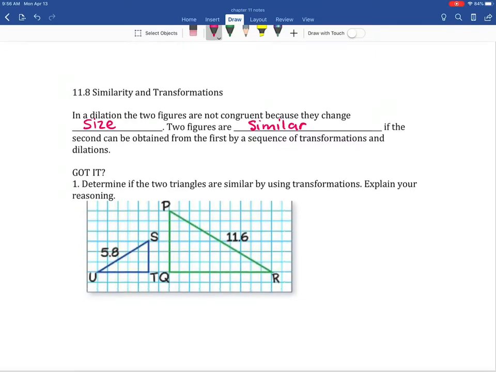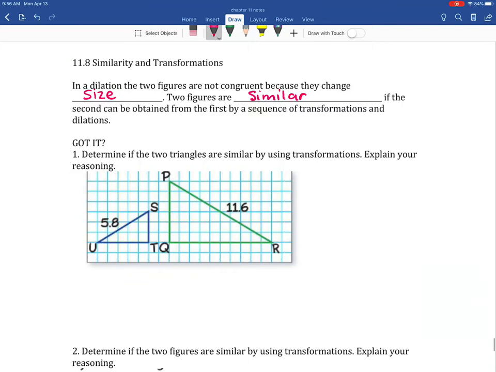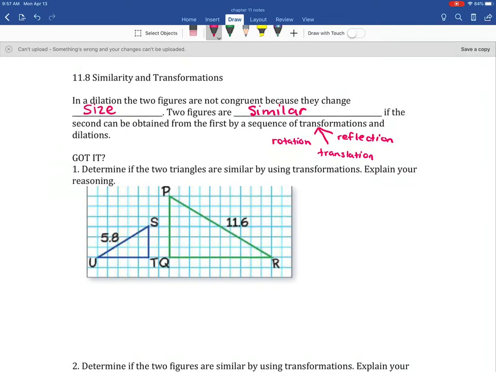So before, when things were congruent, we had congruence transformations, and that meant you used either a rotation, a translation, or a reflection to get from one to the other, because those keep the same shape and the same size. But if now we're doing a dilation, we have a similar figure instead of a congruent figure because it's not the same size, it's just the same shape.